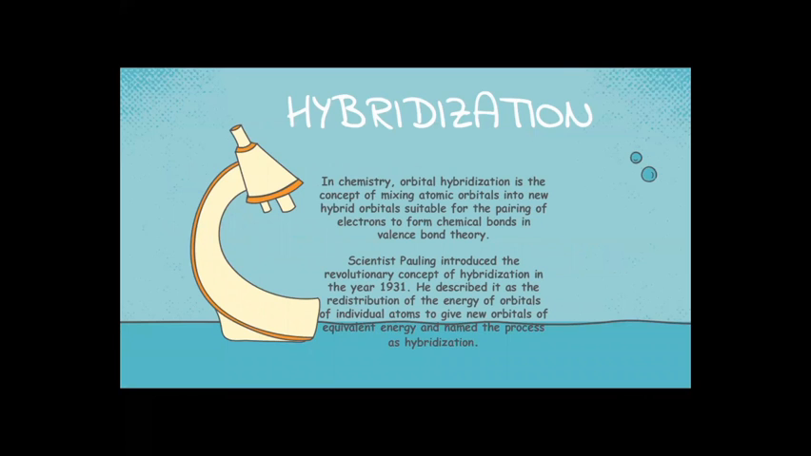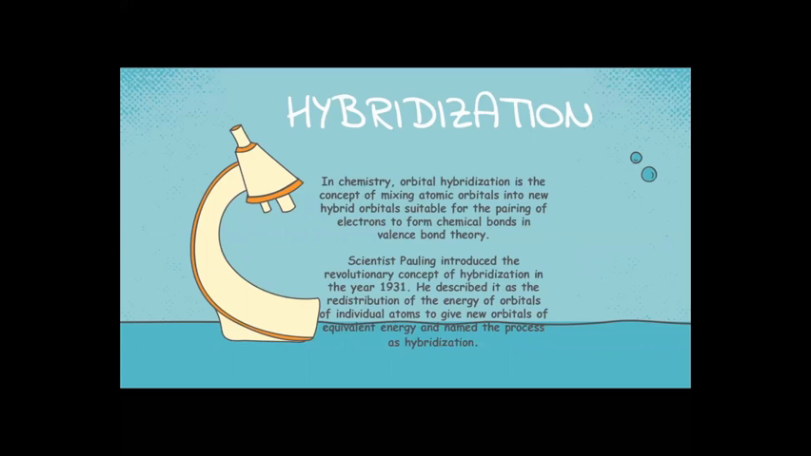What is hybridization? This is the overall history of hybridization so that you can get the idea of what hybridization is about. In chemistry, orbital hybridization is the concept of mixing atomic orbitals into new hybrid orbitals suitable for the pairing of electrons to form chemical bonds in valence bond theory. So who introduced it? Scientist Pauling introduced the revolutionary concept of hybridization in the year 1931. He described it as the redistribution of energy of orbitals of individual atoms to give new orbitals of equivalent energy and named the process hybridization.